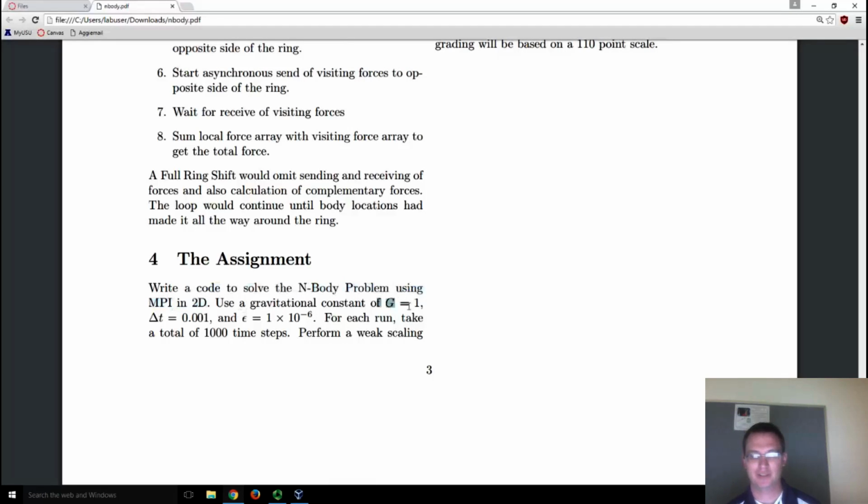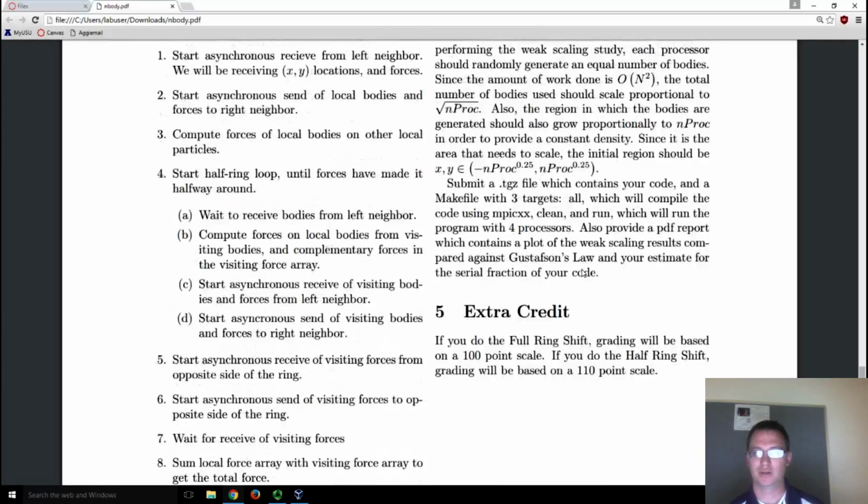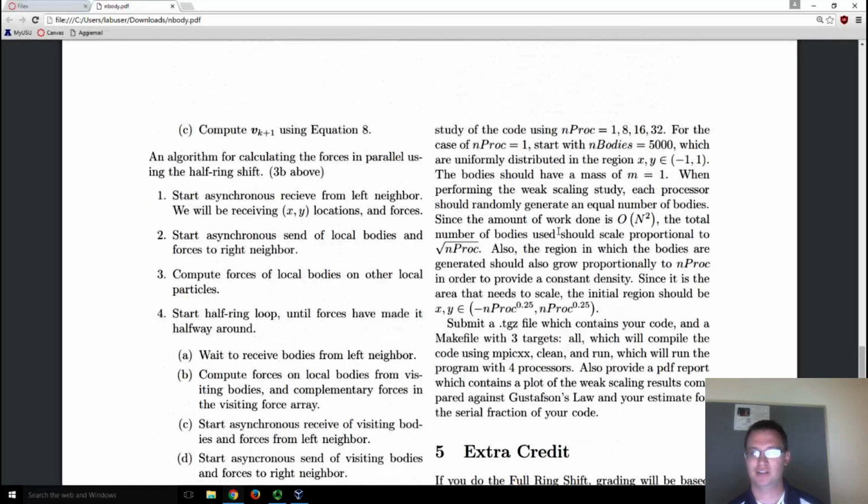We're going to set the gravitational constant equal to 1, delta t of 0.001, and epsilon of 10 to the negative 6. For each run, take a total of 1,000 time steps. Perform a weak scaling study of the code. So I want you to run this with 1 processor, 8, 16, and 32.